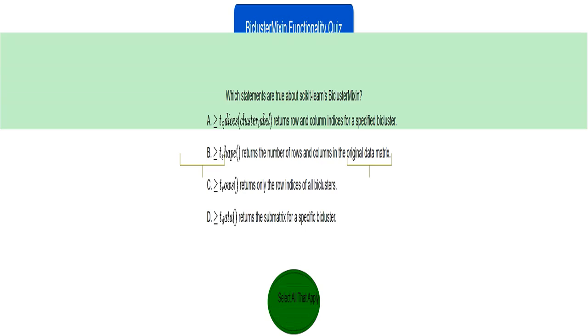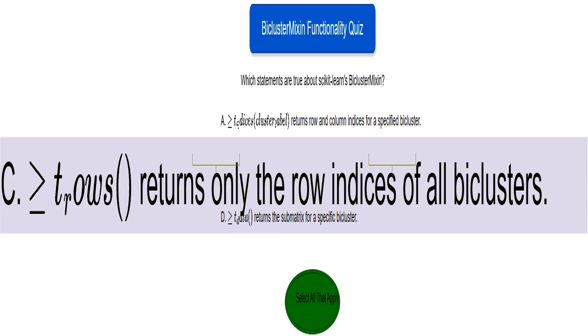This is the quiz question. We need to determine which statements about the BiclusterMixin class in the Scikit-learn library are correct. BiclusterMixin is a helpful tool for working with biclustering algorithms, which group both rows and columns of data simultaneously. This option asks about the _get_data method. Does this method return the entire dataset or just a portion?